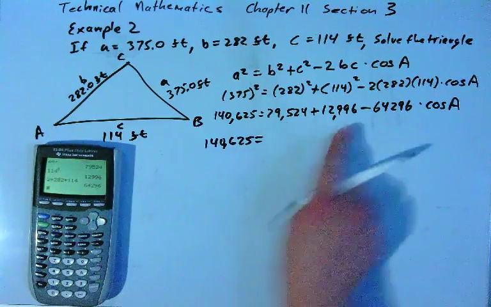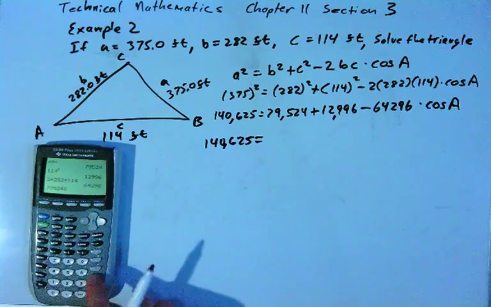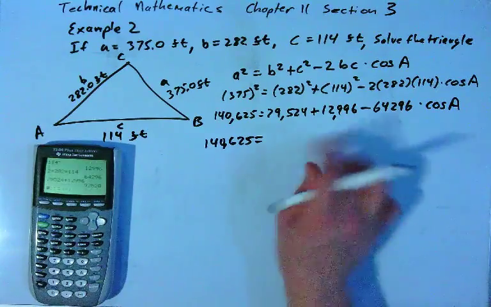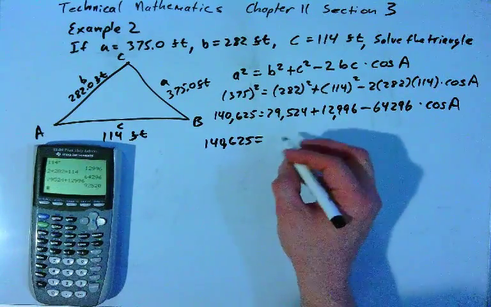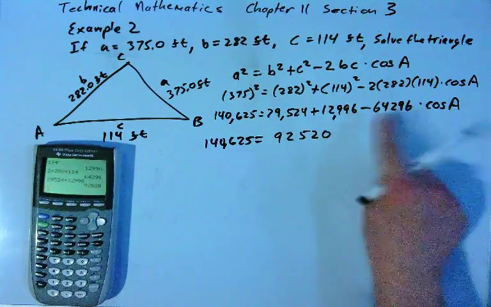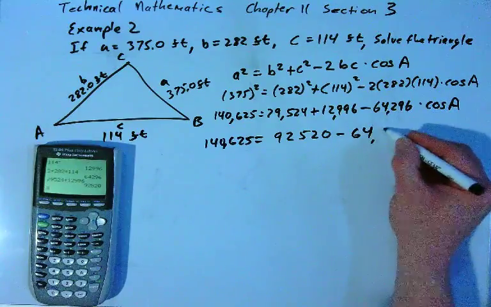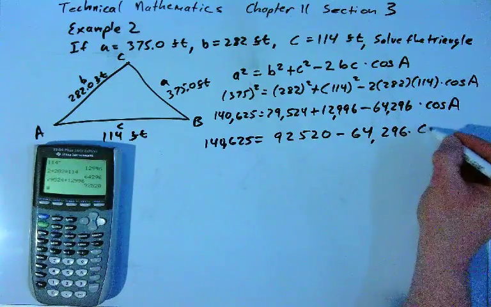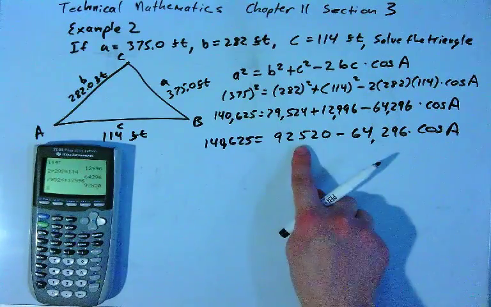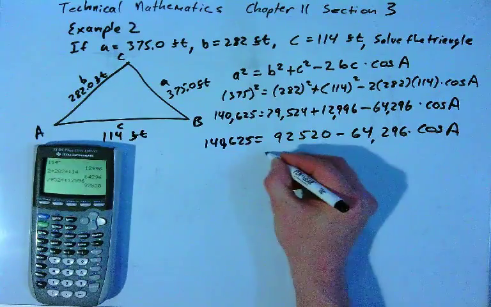140,625 equals, let's add 79,524 plus 12,996, and we get 92,520, and then I'm still subtracting here, 64,296 times the cosine of A. And so my goal is to get the A by itself. Let's subtract 92,520 from both sides.